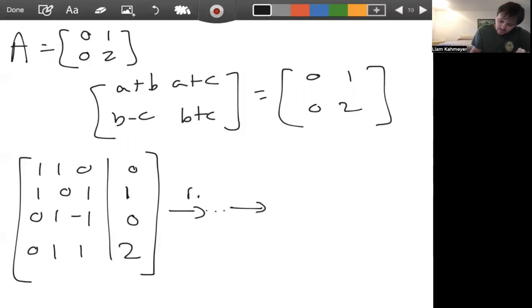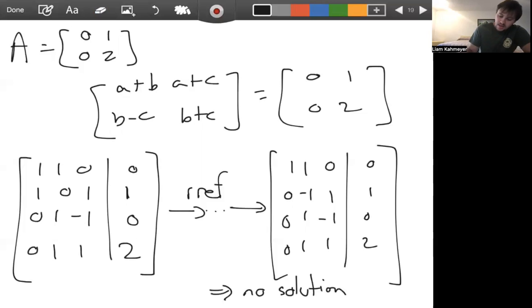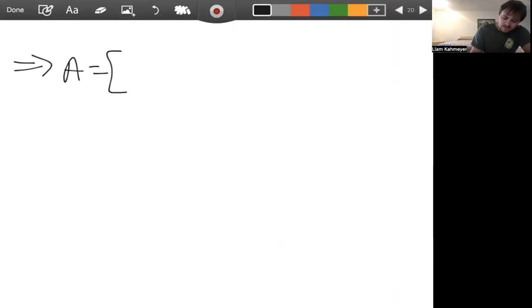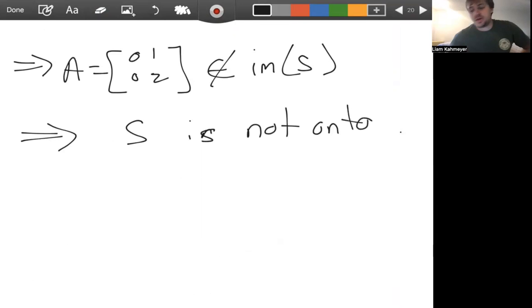If you put this into reduced row echelon form, you get 1, 1, 0, 0, 0, 0, 0, negative 1, 1, 1. Well, you don't get this in reduced row echelon form, but you get it as reduced as possible, which is this here. And what you end up seeing is that this has no solution. This implies that A, which is equal to 0, 0, 1, 2, is not an element of the image of S, but is an element of M22, which implies that S is not onto. So here's an example of a map that's injective, but not surjective.